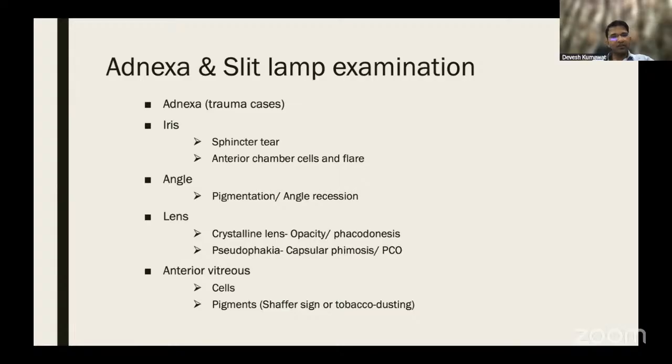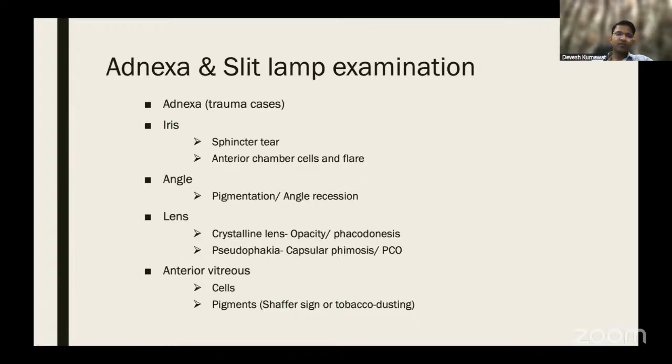Then anterior chamber cells and flare, because your retinal detachment could have a lot of inflammation in certain scenarios when you are dealing with giant retinal tears or choroidal detachments. You can have cellular reaction in the anterior chamber, or it could be a case of vasculitis, or it could be an inflammatory CRVO or BRVO. So it is important that you focus on the anterior chamber cells and flare as well.